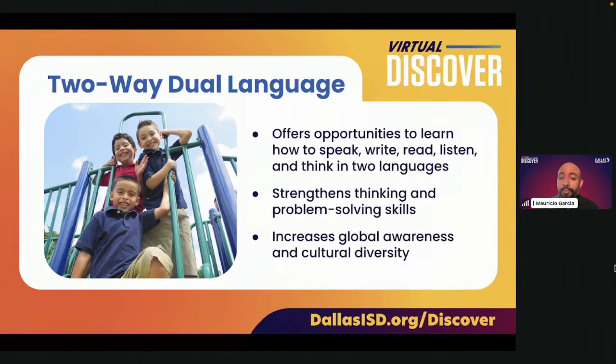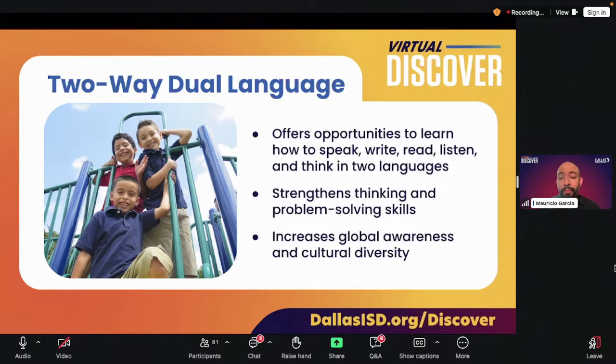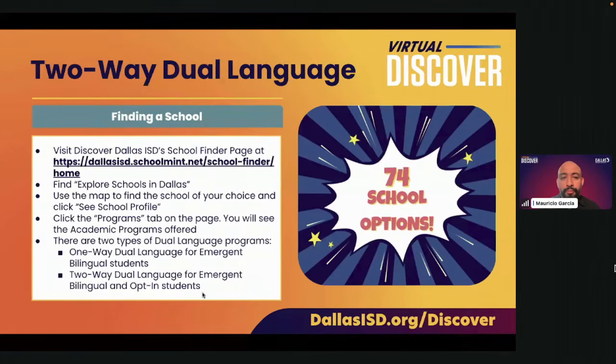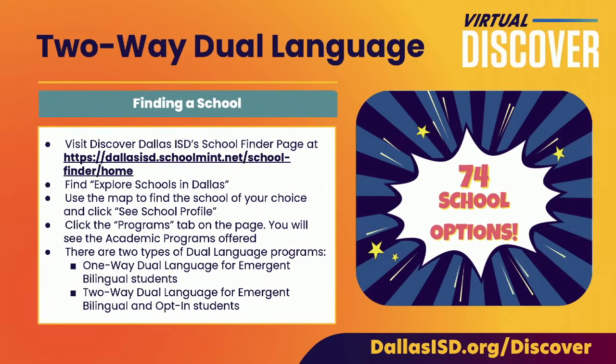In this program, all the students learn to read, write, speak, and listen in both languages, English and Spanish. But it's not only about the language. This learning model helps strengthen their thinking and problem-solving skills. Also, our students grow up with a deep appreciation of different cultures and perspectives. We want to let you know that Dallas ISD will be offering 74 school options with dual language programs next school year. But right now, the school options are a little bit less than that number.